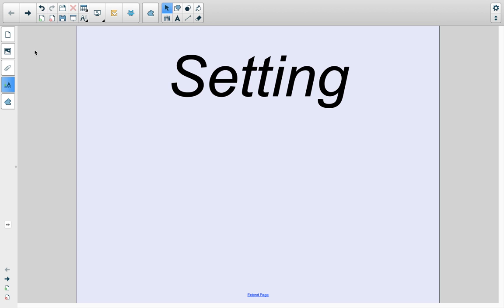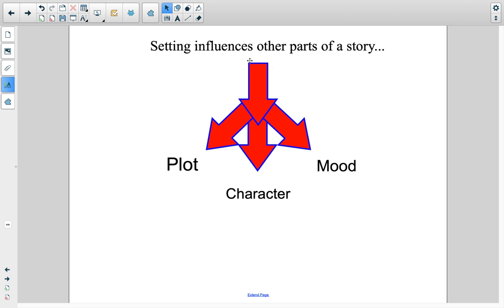So I wanted to talk a little bit about what setting actually means. Setting is basically where a story takes place, and it is also when a story takes place. So it could be like a school or a forest or a fantasy world. It could be historical fiction. It might take place in World War II.